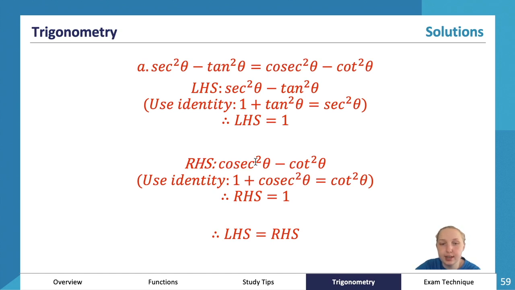Okay, from there, let's look at the right-hand side. So if we've got cosec squared theta minus cot squared theta, let's use the identity 1 plus cot squared theta equals cosec squared theta. Just pop this into our equation here, and we'll get the right-hand side also equal to 1. So therefore, left-hand side is equal to right-hand side, and we've just proved that identity there. So that's why it's really important that you know these identities, because they're not on your formula sheet. They are unfortunately just something that you do have to memorize.